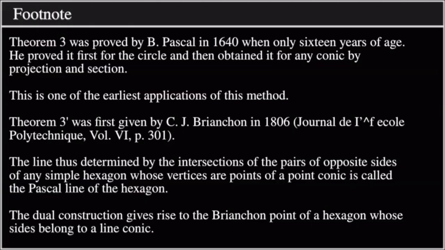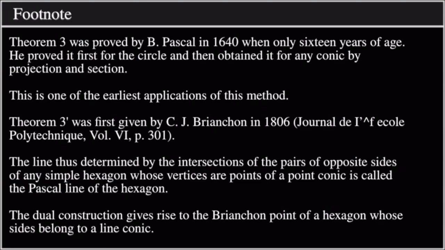Footnote. Theorem 3 was proved by B. Pascal in 1640 when only 16 years of age. He proved it first for the circle and then obtained it for any conic by projection and section. This is one of the earliest applications of this method. Theorem 3' was first given by C. J. Brianchon in 1806. Journal de l'École Polytechnique, Volume 6, page 301.